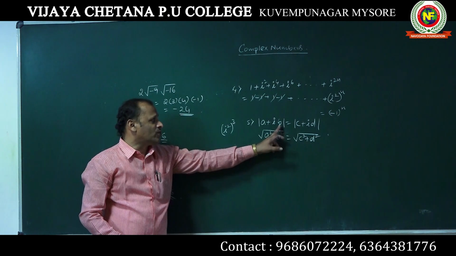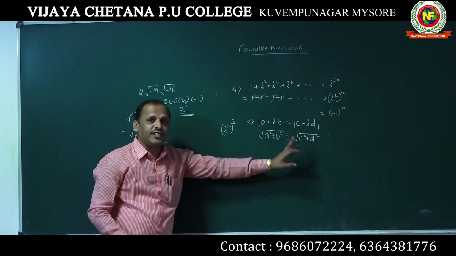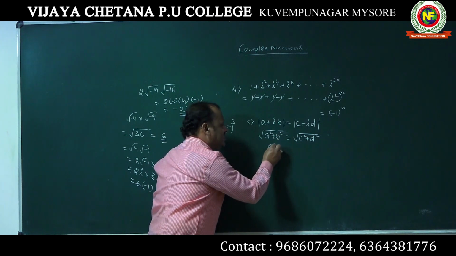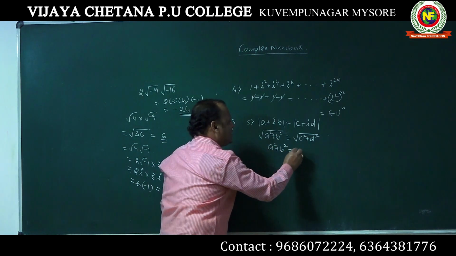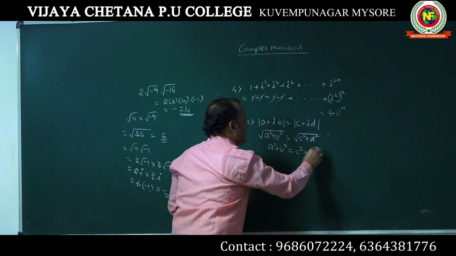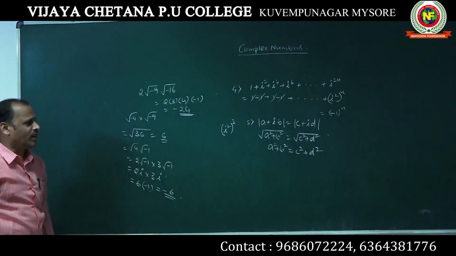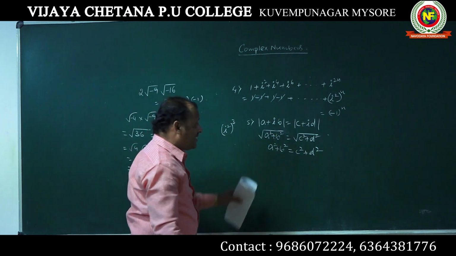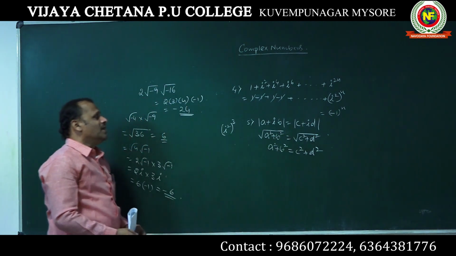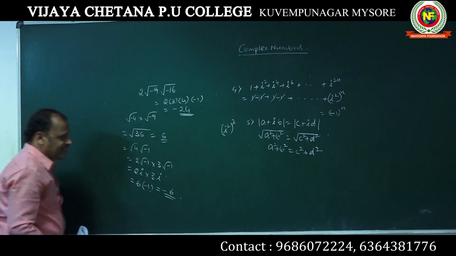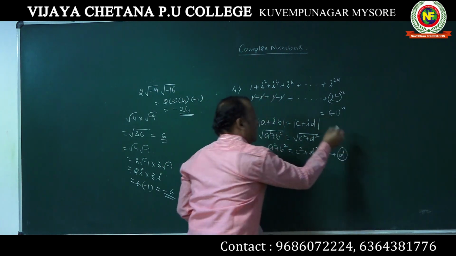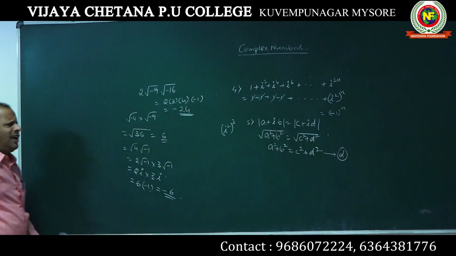So this is a square plus b square is equal to c square plus d square. Now here, squaring on both sides, this is a square plus b square is equal to c square plus d square. Very simple. That is a square plus b square is equal to c square plus d square. So this is by using the modulus form. This is the right answer, Option D. Option D is the right one. Okay, simple is the question.